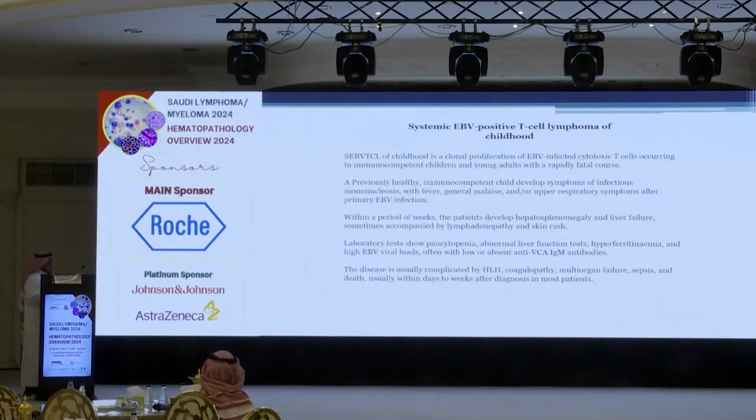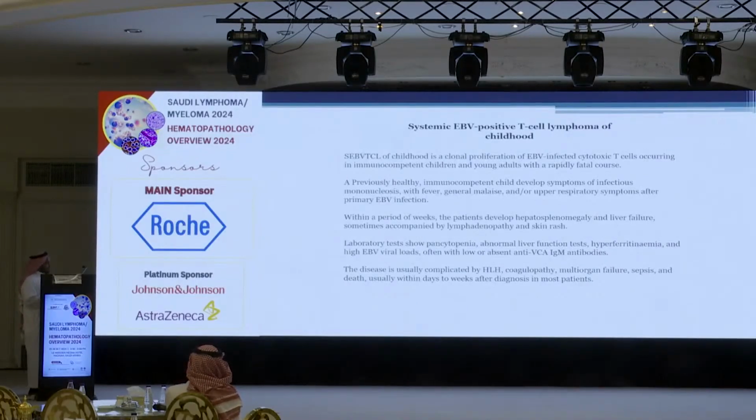Laboratory testing usually shows pancytopenia, abnormal liver function tests, high EBV viral loads, and importantly, they usually have low or absent anti-VCA IgM, which is a serological test for acute EBV infection. Although those patients usually present acutely, they have absent IgM antibodies. Those patients are usually complicated by HLH, coagulopathy, multi-organ failure, and eventually death within days or weeks.